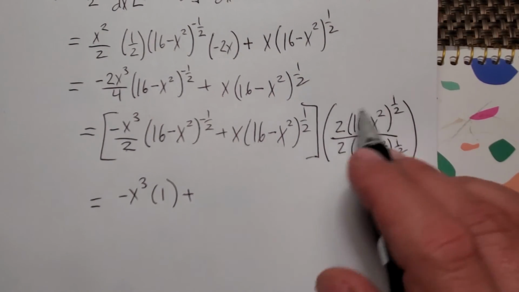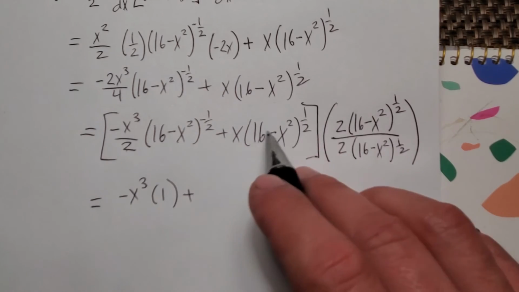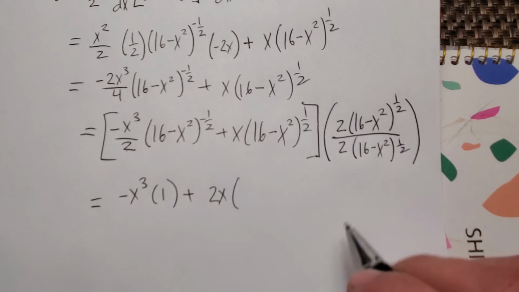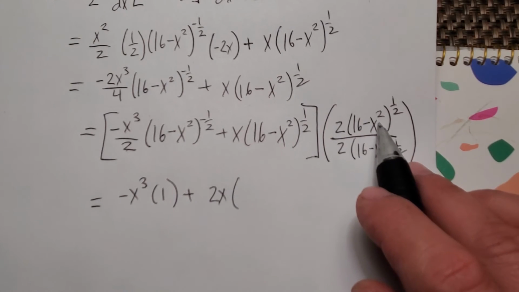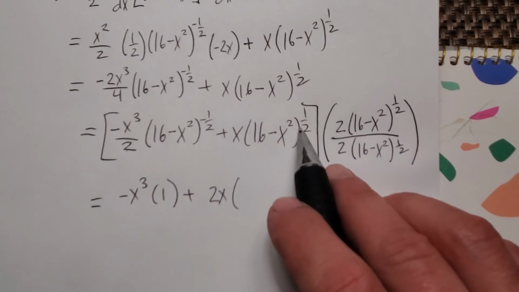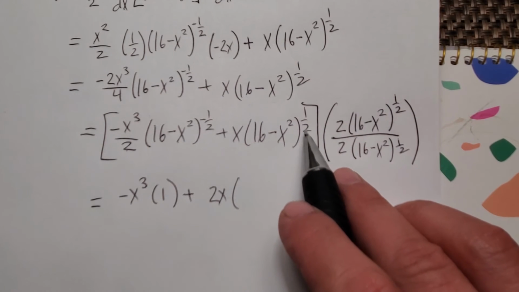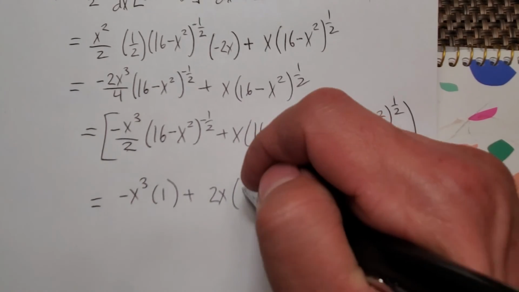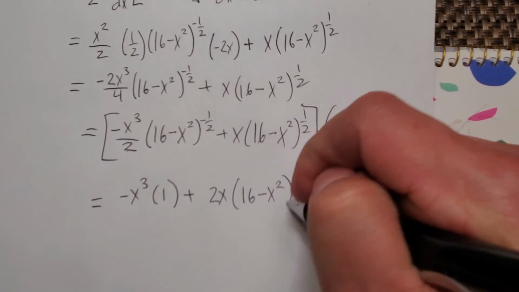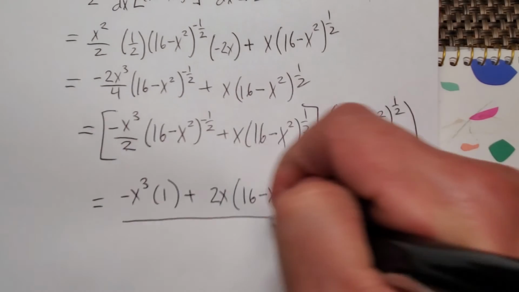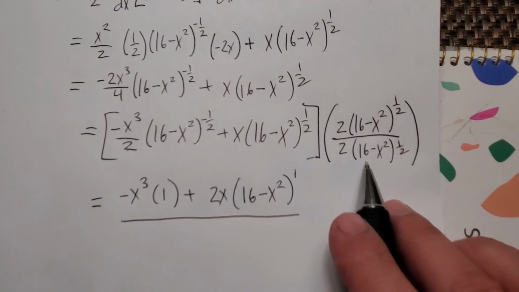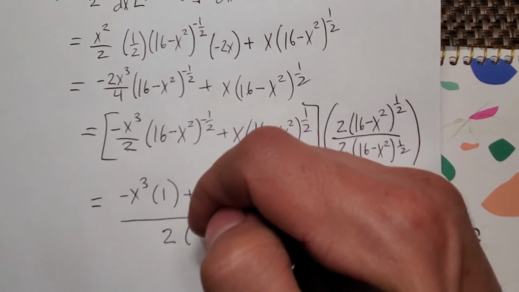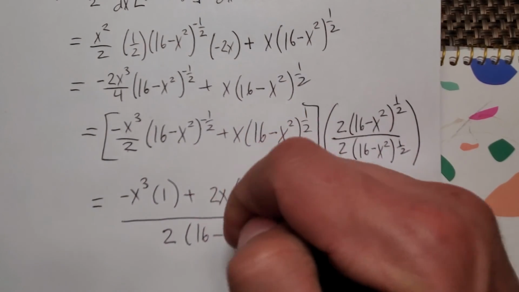Now let's multiply this whole thing times our second term. 2 times x is just 2x, times 16 minus x squared to the 1/2 times 16 minus x squared to the 1/2. Once again, properties of exponents: we add the exponents. 1/2 plus 1/2 is just 1. So we're just going to end up with 16 minus x squared to the 1. And now, don't forget, we also have this denominator that we have to take into account and multiply into our final expression.